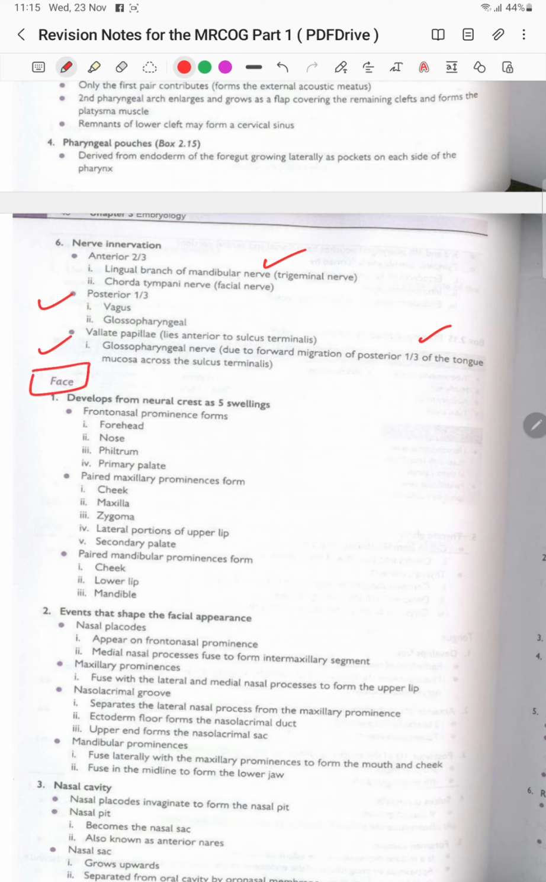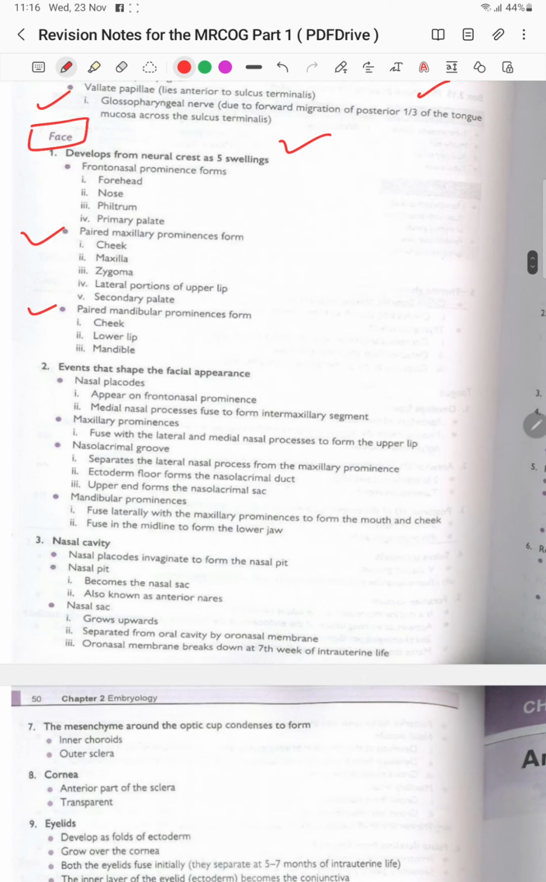Now moving towards the face, it develops from the neural crest from five swellings. The frontonasal prominence forms the forehead, nose, philtrum, and the primary palate. The paired maxillary prominences form the cheek, maxilla, zygoma, the lateral portions of the upper lip, and the secondary palate. The paired mandibular prominences form the cheek, the lower lip, and the mandible.